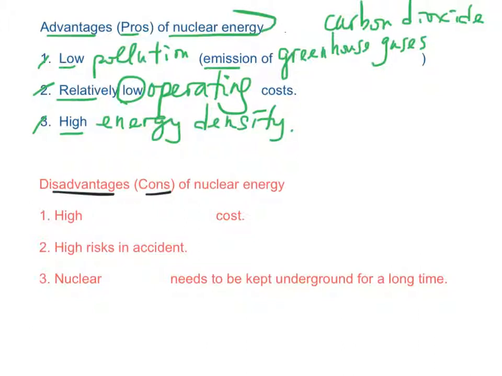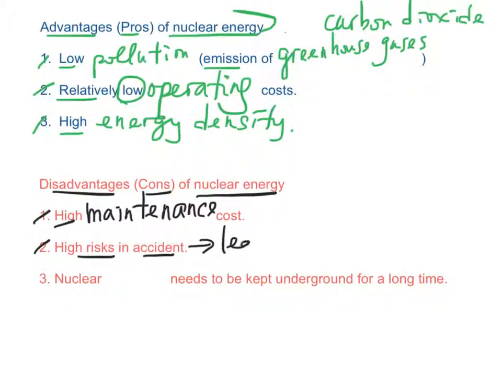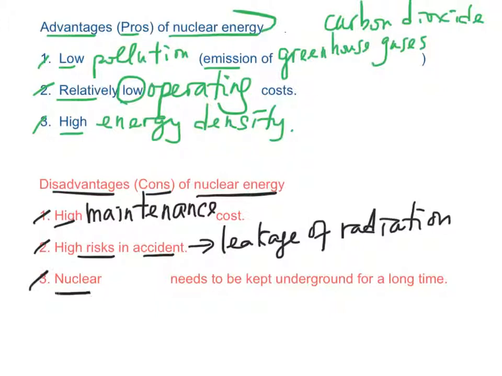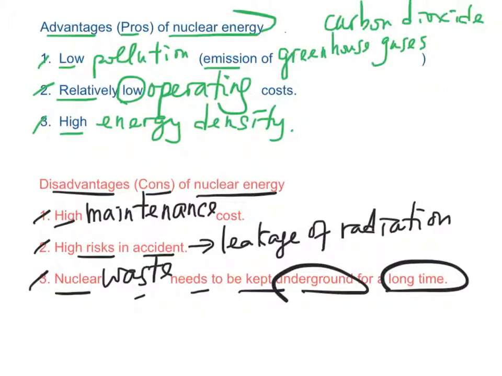Disadvantage points of nuclear energy. First, high maintenance costs. Second, high risk in accidents such as leakage of radiation. Also, nuclear waste needs to be kept underground for a long time.